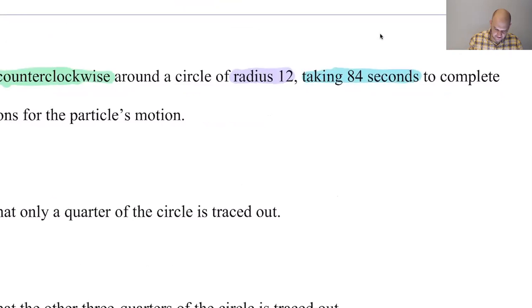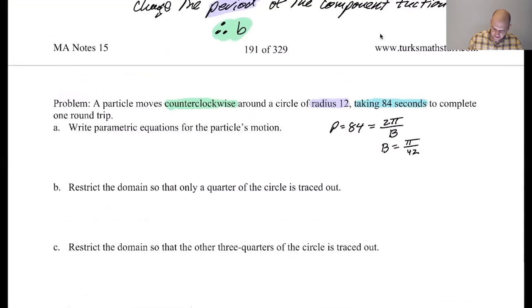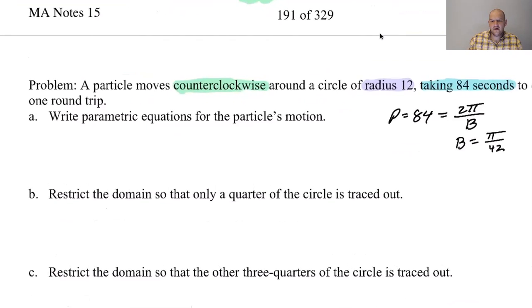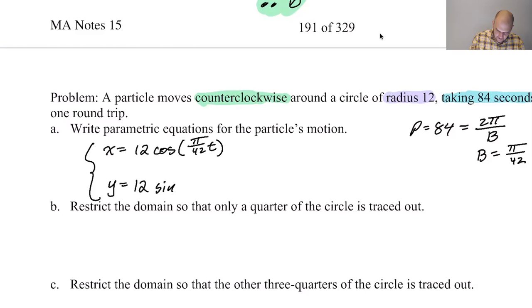The 84 seconds. So the period has to be 84. That's got to be 2 pi over b. So b is going to be pi over 42. All right, so that'll make it take 84 seconds. And now let's just write our parametric equations, right? We don't know the center, so let's assume it's the origin. The radius is 12, so let's go 12 cosine of pi over 42t, and then 12 sine of pi over 42t.